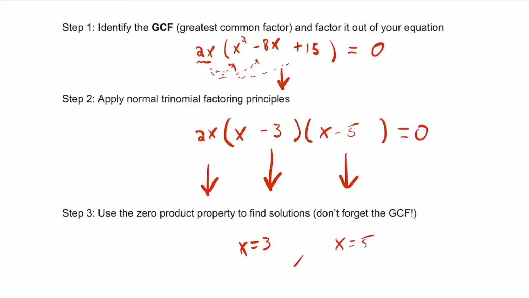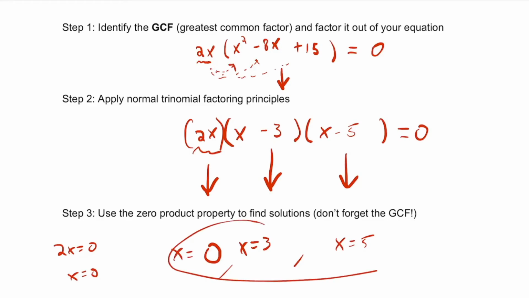The one that is very easy to forget is this leading factor, because if it was 0, the entire expression would be 0. When is 2x equal to 0? Well, when x is equal to 0. So our three solutions to this equation are x equals 0, x equals 3, and x equals 5. So that's extension number 2. Sometimes you need to factor out a greatest common factor.